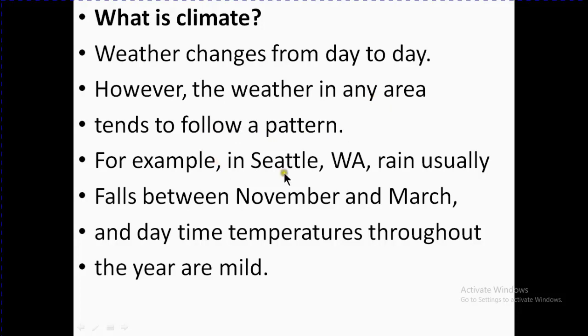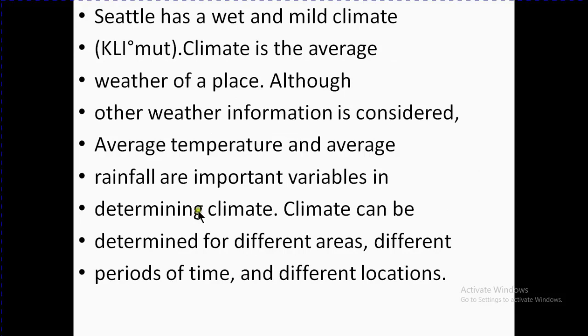For example, in Seattle, WA, rain usually falls between November and March. This is the time period in this area when the rain falls. And daytime temperatures throughout the year are mild. So in this specific area, due to rain, the daytime temperature throughout the year is mild. It has a wet and mild climate. So this is an area where, due to rain, there is a mild and wet climate.